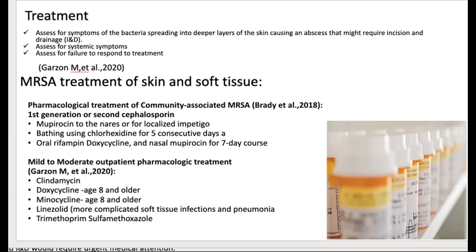So MRSA treatment of the skin and soft tissue, basically mupirocin to the nares, bathing using chlorhexidine for 5 days, and oral rifampin, doxycycline, and nasal mupirocin for 7 days. Mild to moderate outpatient pharmacological treatment includes clindamycin, doxycycline for over 8 years old, minocycline for over 8 years old, and linezolid for any more complicated tissue infections and pneumonia, and trimethoprim sulfamethoxazole.